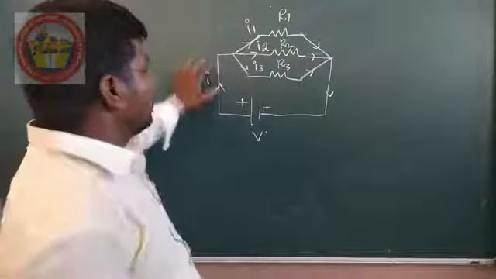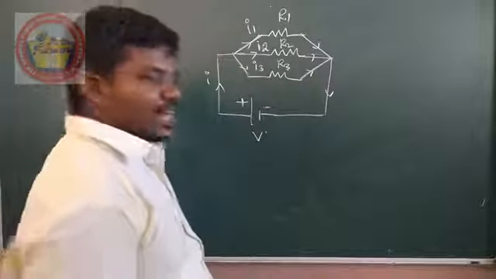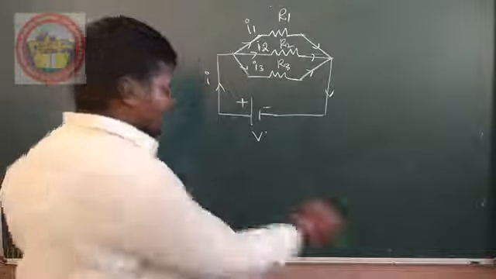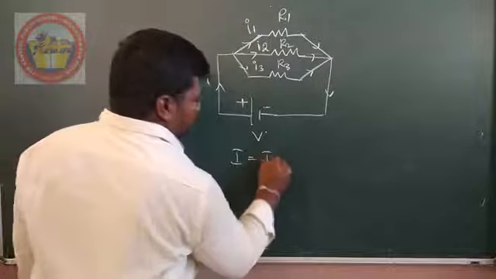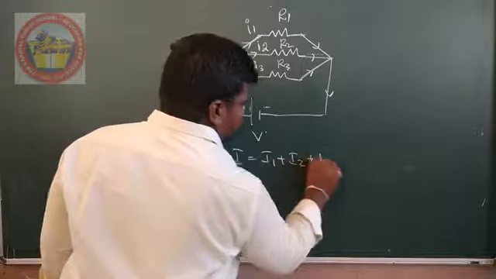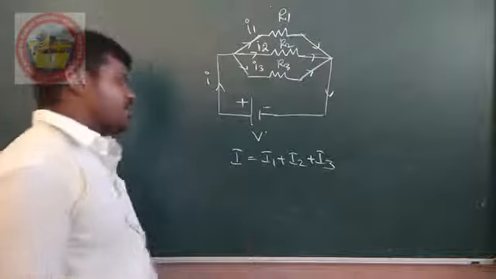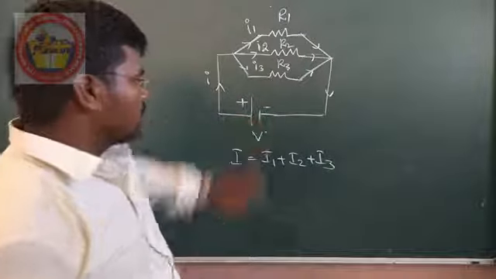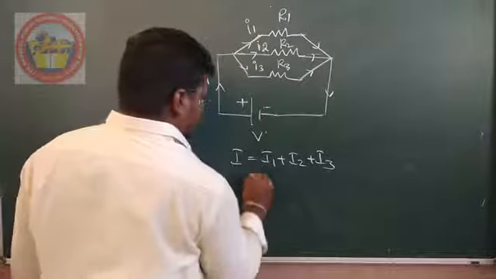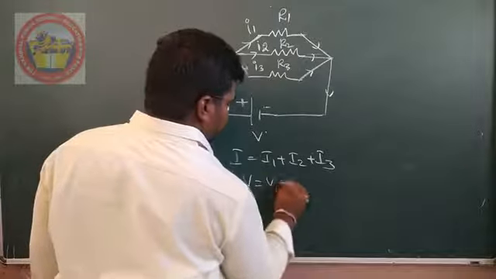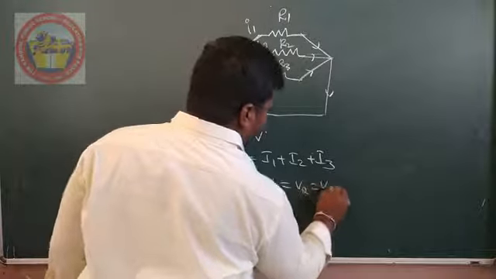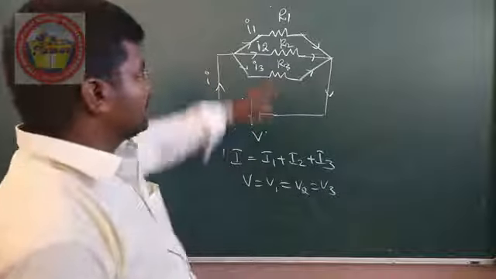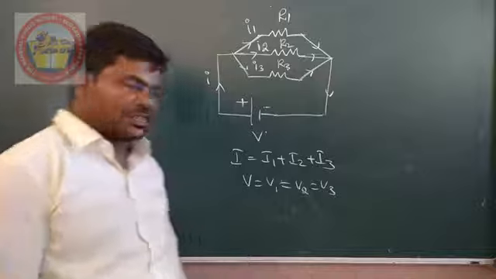We know that at the junction, the current entering is equal to the current leaving the junction. I is equal to I1 plus I2 plus I3. Throughout the circuit, the potential difference is the same: V is equal to V1 is equal to V2 is equal to V3, where V1, V2, V3 are the potential differences across the R1, R2, R3 resistors.